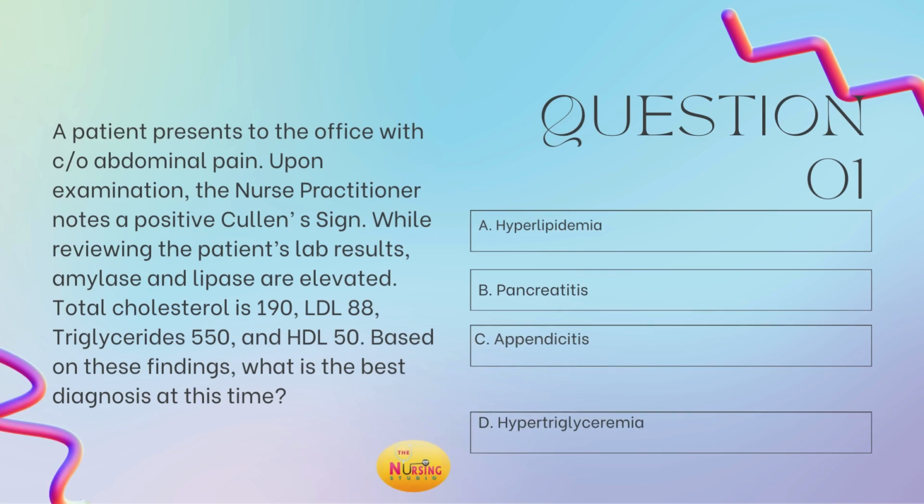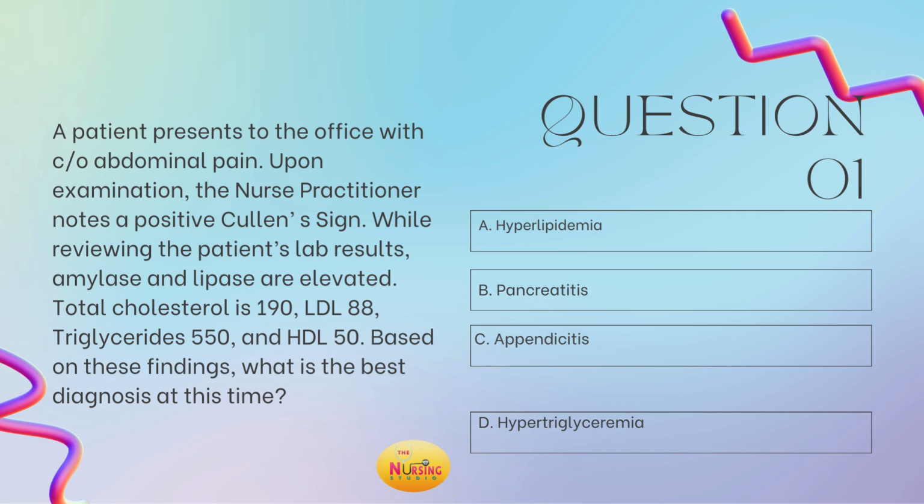Question number one states: a patient presents to the office with complaints of abdominal pain. Upon examination, the nurse practitioner notes a positive Cullen sign. While reviewing the patient's lab results, amylase and lipase are elevated. Total cholesterol is 190, LDL is 88, triglycerides 550, and HDL 50. Based on these findings, what is the best diagnosis at this time? Is it A, hyperlipidemia, B, pancreatitis, C, appendicitis, or D, hypertriglyceridemia? Take a moment and tell me what you got in the comments, you guys.